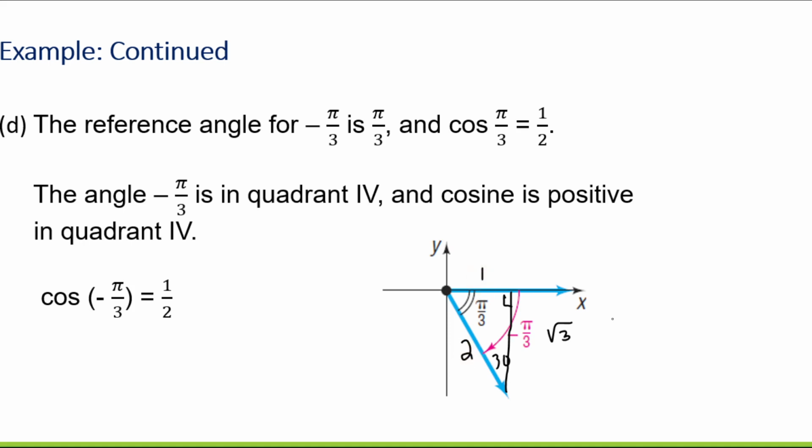Now, if we're in quadrant 4, x is positive and y is negative in quadrant 4. So y is negative square root 3 and x is positive 1. R is 2. And so to find the cosine of negative pi over 3, that is x over r. X is 1 and r is 2, so that's 1/2.